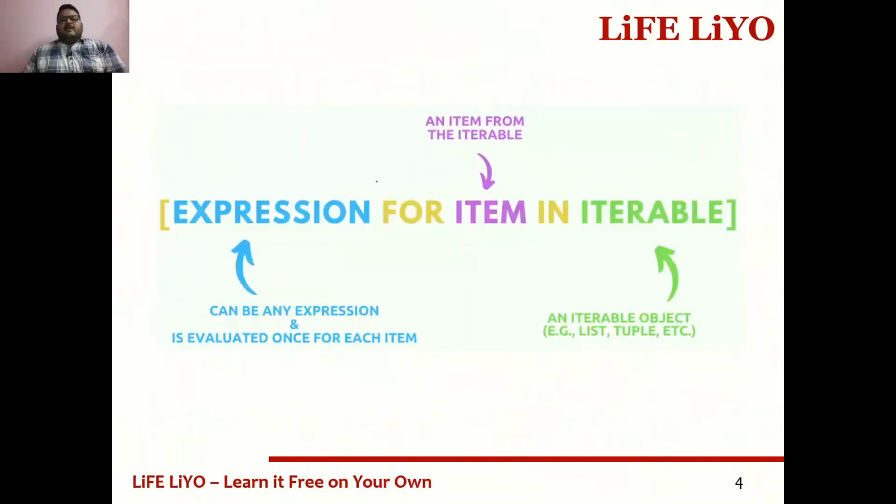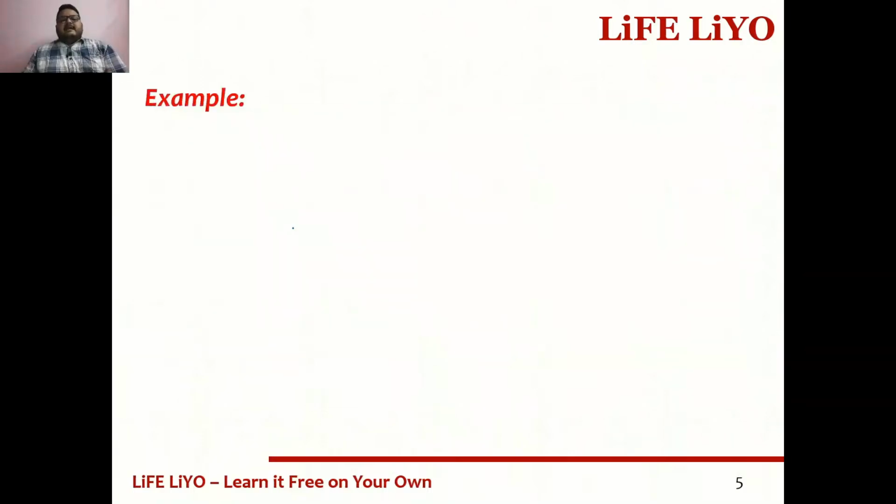Look here. Whenever an item is available in the iterable, then the respective expression is going to be evaluated. So this expression will be evaluated only once for each item. Let us take the examples. Print 1 to n numbers in a list using the list comprehension. Before doing this one, I will use the normal list concept.